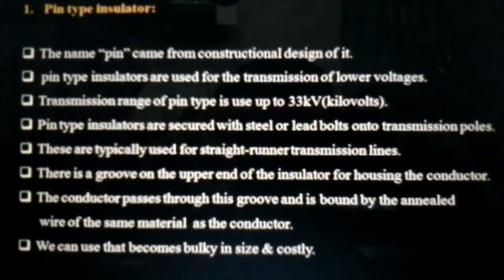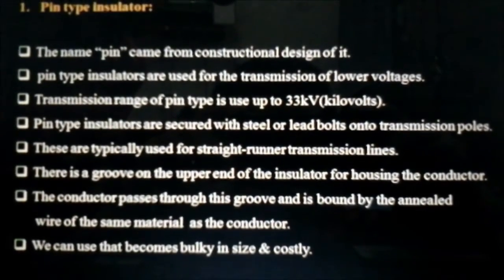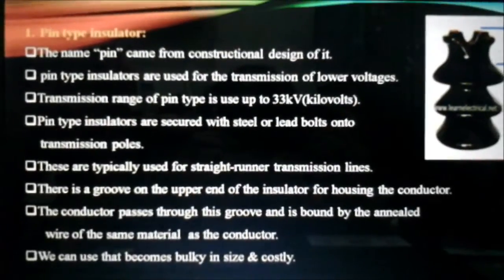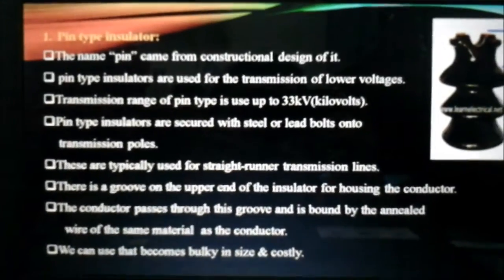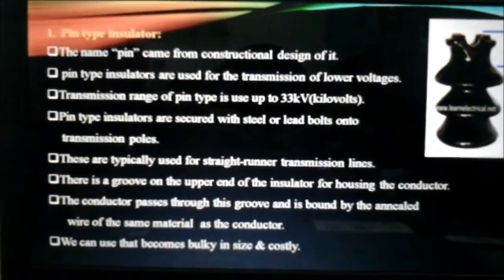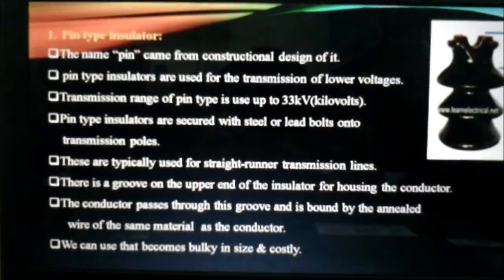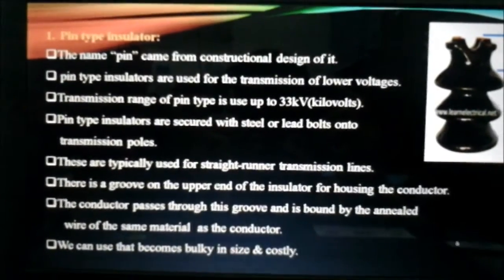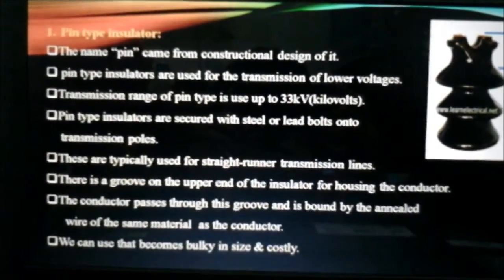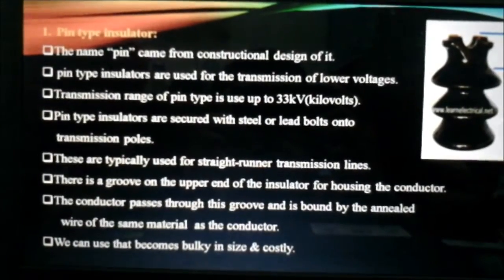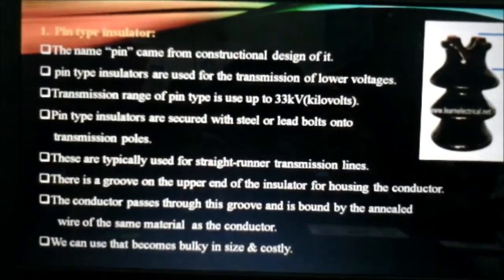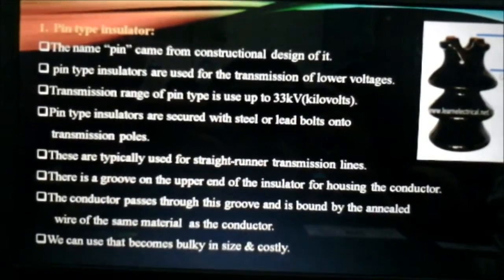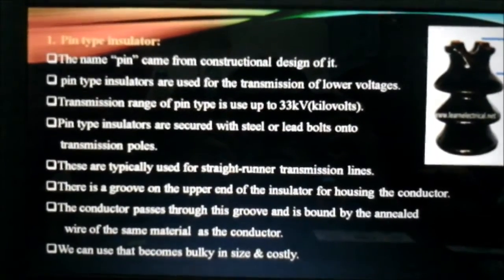Okay, for pin type insulator. First point is the name pin came from constructional design of it. Pin type insulators are used for transmission of lower voltage. Transmission range of pin type is used up to 33 kV. Pin type insulators are secured with steel or lead bolt onto transmission pole.